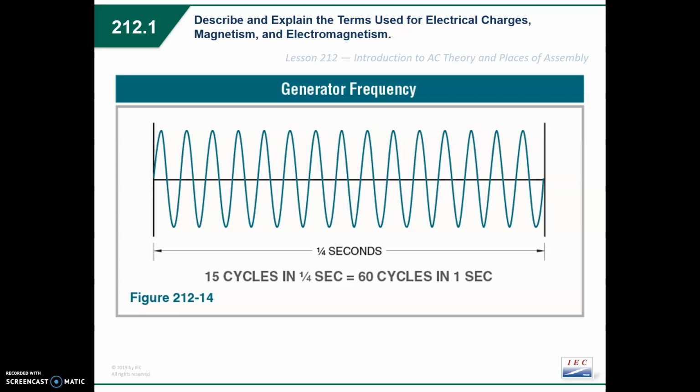In Europe, they operate on 50 cycles per second, but this is showing us a quarter second. So this is actually 15 cycles. Here we start, we go up, back down, and back up. That's one. So they do that 15 times in this graph. Multiply that by 4 to give you 1 second, right? So we're going to do that 60 times in 1 second.